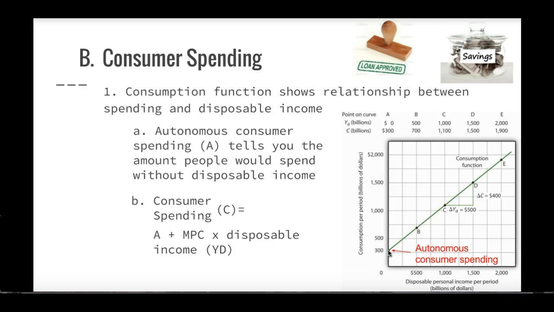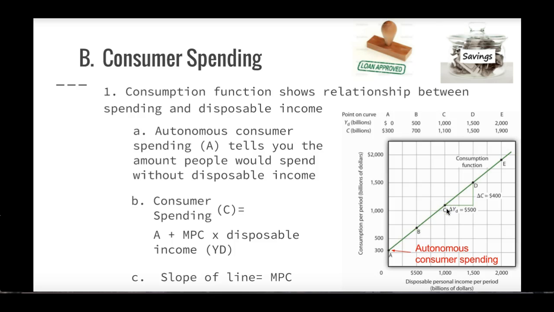The other thing you can tell is the slope of our line. Remember from geometry or some math classes that to figure out the slope of a line, you take the rise over the run. The rise is how much our spending changes, so that's the change in C, divided by the change in YD, which is how much our income has changed. So think about that: change in spending divided by change in income. Where does that sound familiar?